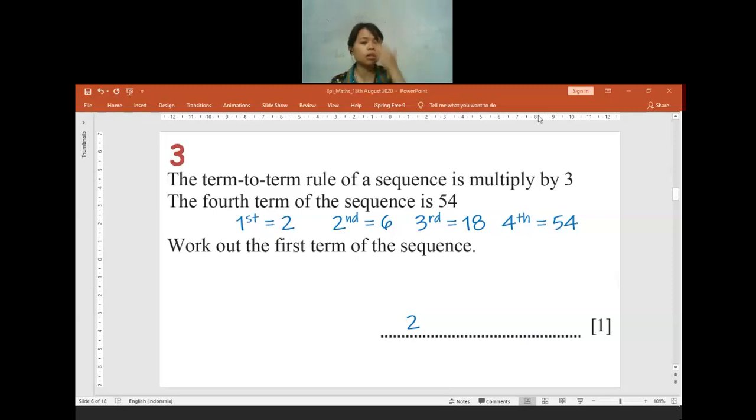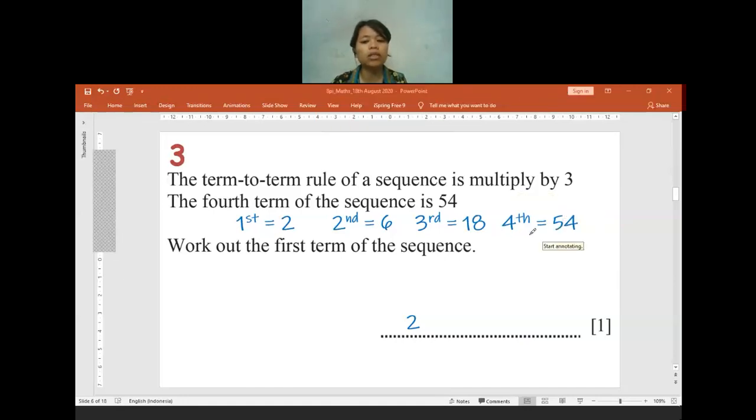For question 3, here we have the term-to-term rule of a sequence. It is multiplied by 3. We have the fourth term. We have to find the first term. So it means if we are going to find the previous term, we need to divide by 3.